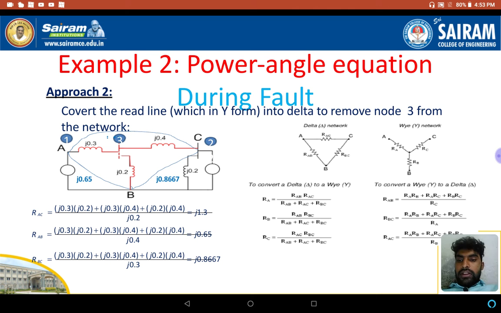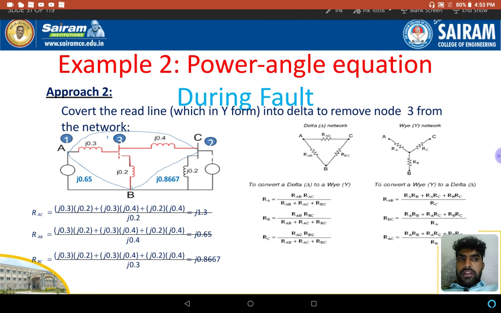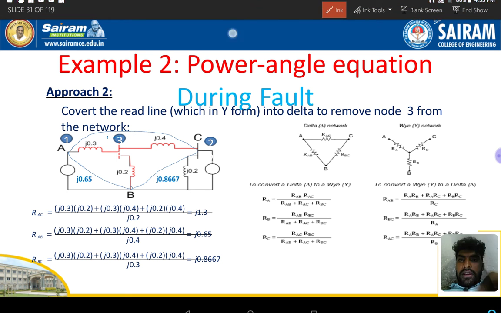So this is one single line diagram. Otherwise, you can consider one diagram of power system analysis. There are 3 buses present, 1, 2, 3. Here also one bus will be there, just to consider ABC. So bus 1, bus 2 here, bus 3 here. Otherwise you can take this one as a reference bus. Convert the red line which is in Y form, admittance form, into delta.